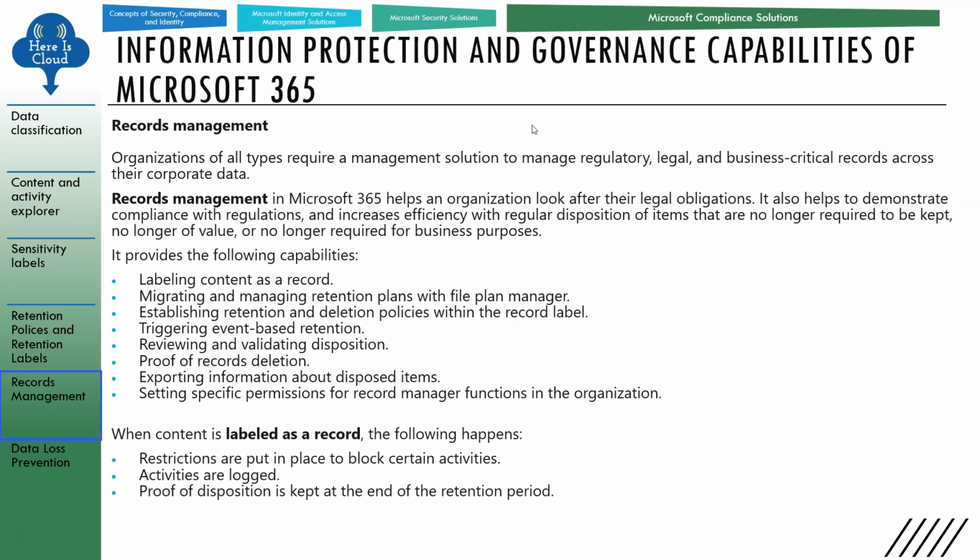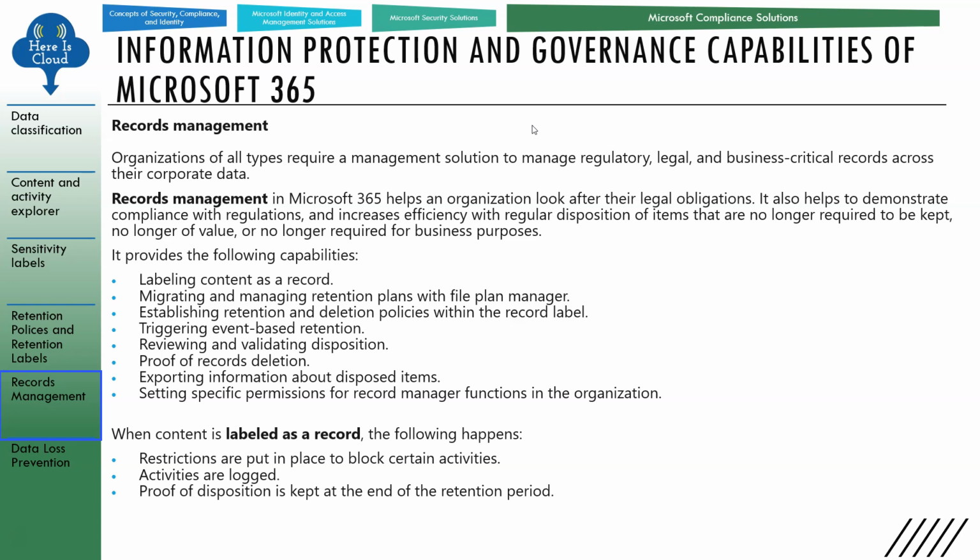It provides the following capabilities: labeling content as a record, migrating and managing retention plans with file plan, establishing retention and deletion policy within the record label, triggering event-based retention, reviewing and validating disposition, proof of record deletion, exporting information about disposed items, and setting specific permissions for records management functions in the organization. So once an item is defined as a record, there are a lot more additional things you can do using records management, which are good for regulatory purposes.